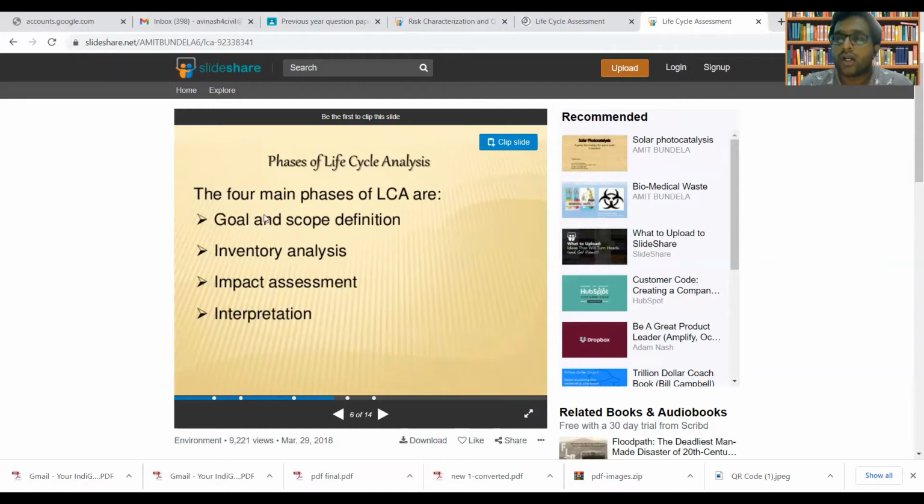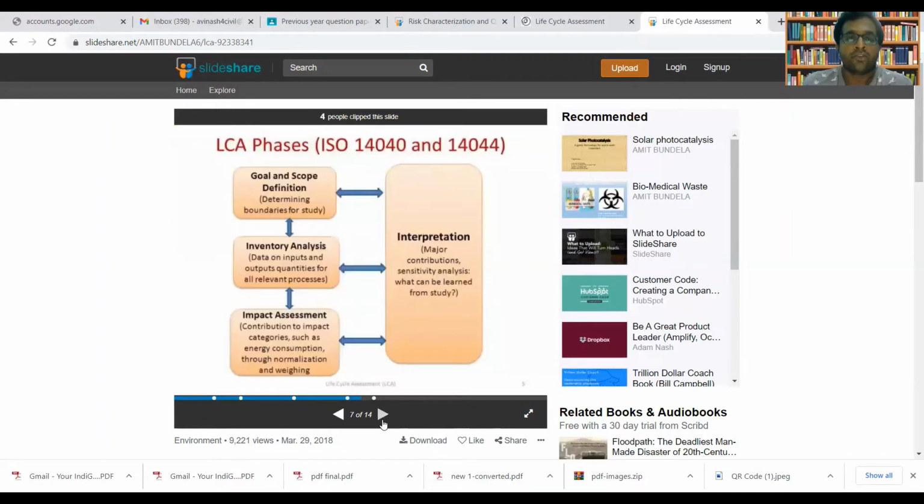First one is goal and scope definition. Second one is inventory analysis. You can note down these terms because this question may be asked: What is a life cycle analysis? What are the phases in life cycle analysis? Goal and scope definition, inventory analysis, impact assessment, and final one is interpretation. So let us see in detail about the four phases.